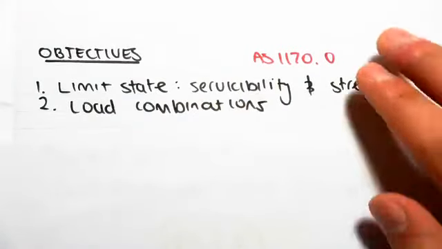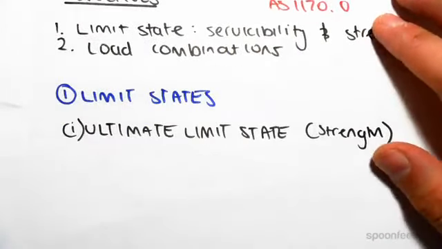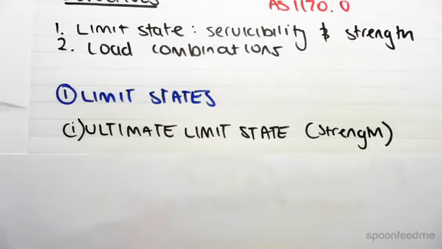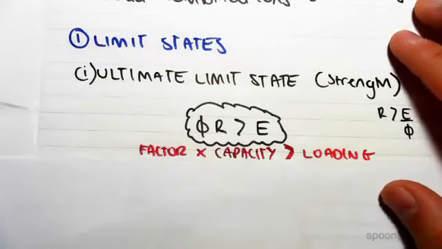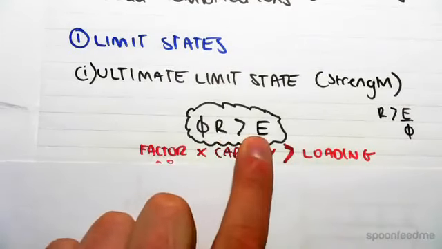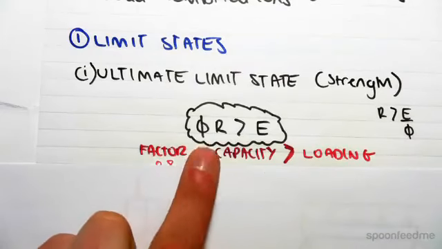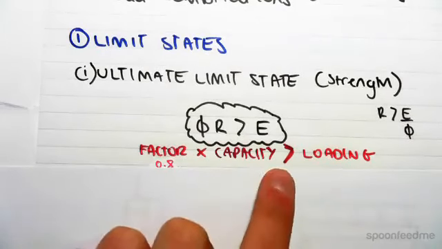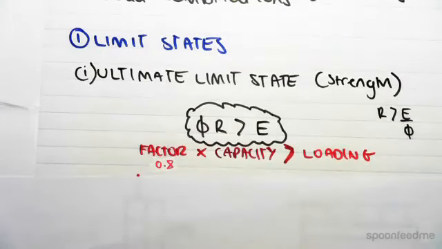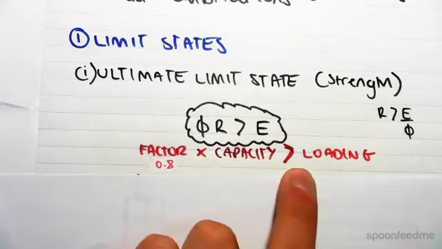The first thing we're going to be looking at is limit states. So the first type of limit state we have is the ultimate limit state, or the strength. This is just what we need to ensure that our members don't fail. So the ultimate limit state is literally the ultimate until it fails. The rule looks like this. We want phi R to be greater than E. Phi is a factor, R is the capacity, and E is the loading. So we want to make sure that our capacity times by some type of factor is greater than the loading.